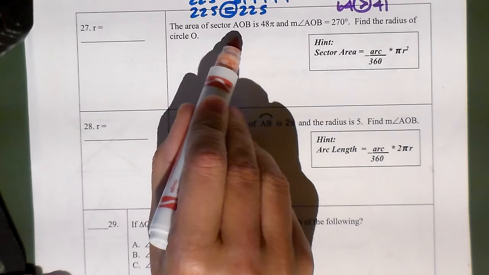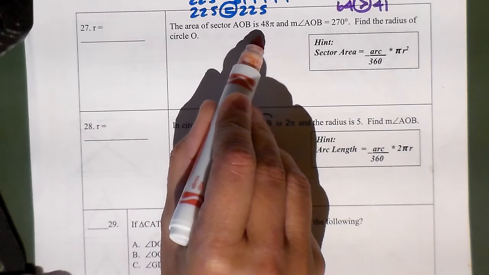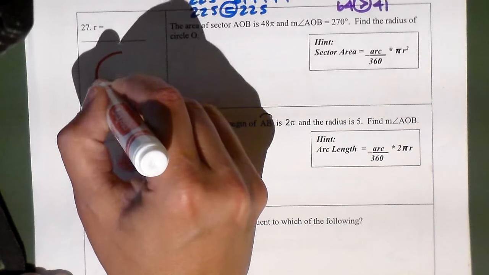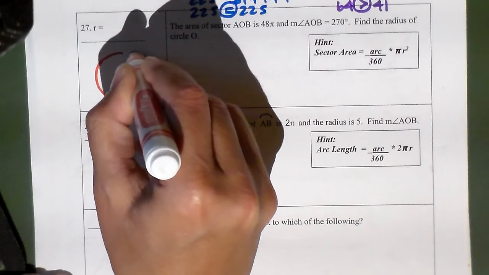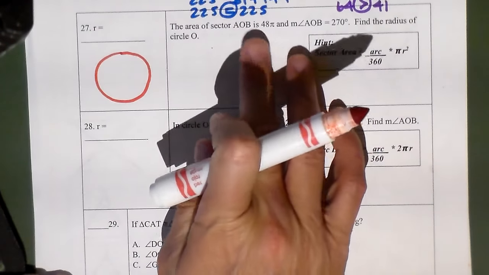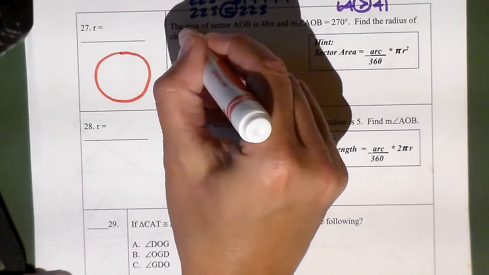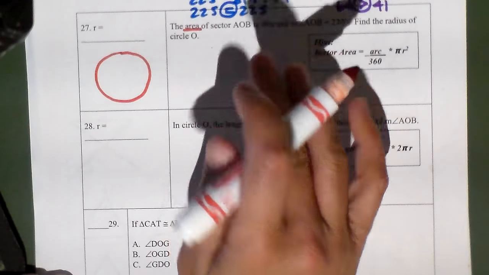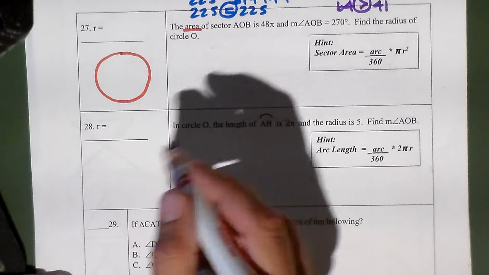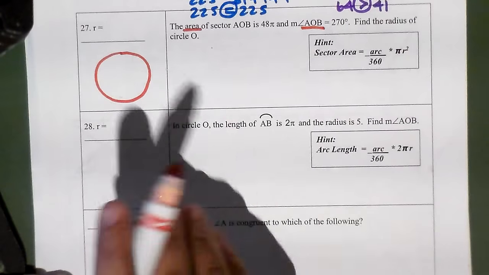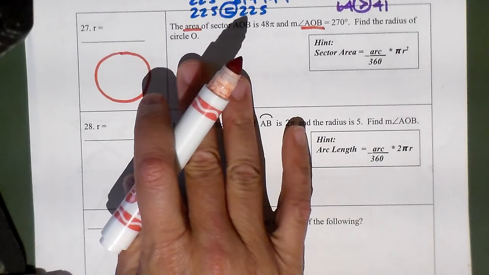Okay, the area of a sector AOB is 48 pi. I'm going to draw me a circle. It says that the area is 48 pi. Now the measure of angle AOB is 270. Find the radius of the circle.